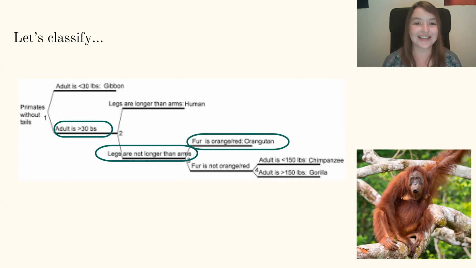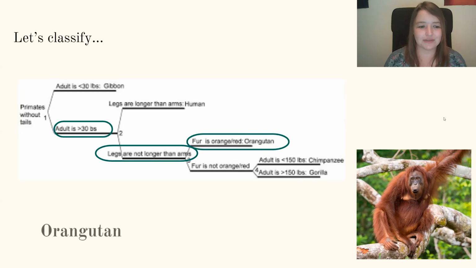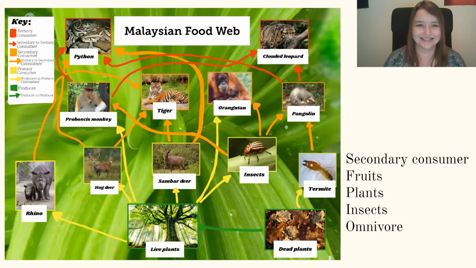Did you get to orangutan when you were using this key? Brilliant, well done. We are talking about the orangutan. This is the species of animal that we will be having our case study and centering our case study around. The orangutan. I love these animals.